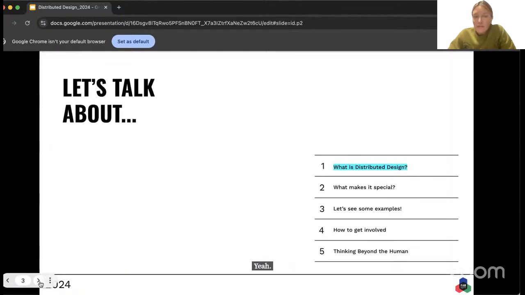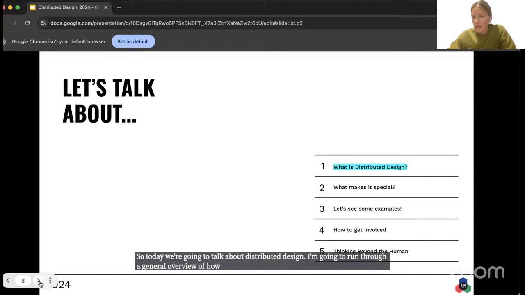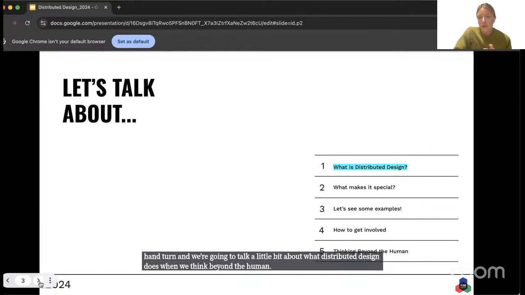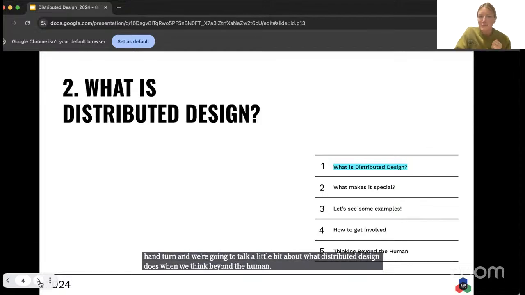So today we're going to talk about distributed design. I'm going to run through a general overview of how we look at distributed design in the context of the traditional design paradigm. We're going to look at what makes it special or different, some examples, and how you might want to get involved. And then I want to take a little bit of a left-hand turn, and we're going to talk about what distributed design does when we think beyond the human. So let's start with what is distributed design.